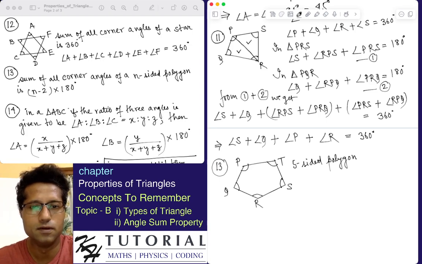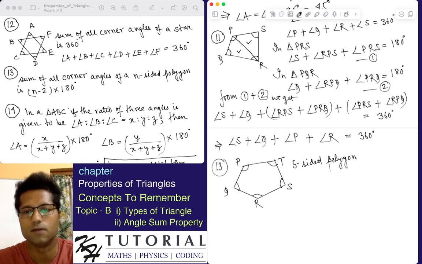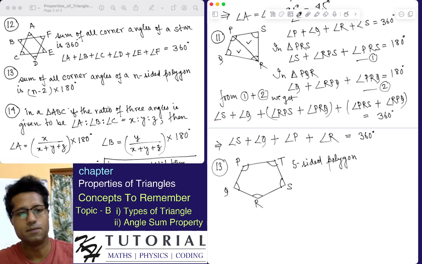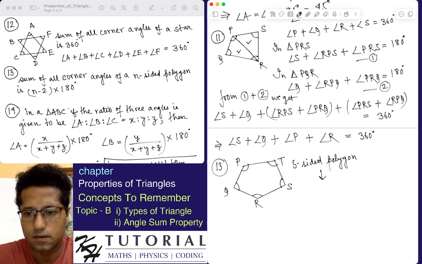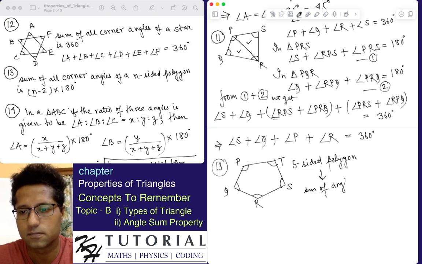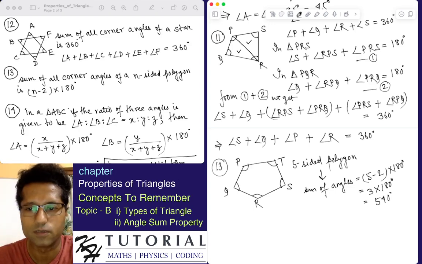So for an n-sided polygon, the sum of these angles P, Q, R, S, T, all these angles, will be equal to n minus 2 multiplied by 180 degrees. So for a five-sided polygon, the sum of angles will be 5 minus 2 multiplied by 180 degrees. So this is 3 into 180 degrees, this is 540 degrees. So the sum of all the angles in a five-sided polygon is 540 degrees. Okay.